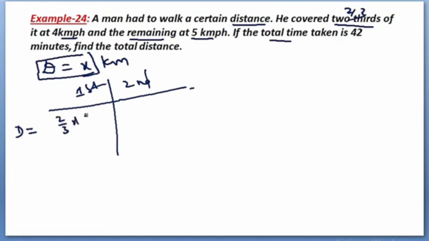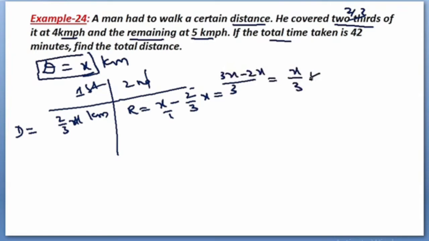The next case is the remaining distance at 5 km per hour. Remaining means total distance minus covered distance, which is 2 by 3 of x. Take the LCM, that is 3, and you will get 3x minus 2x, which is equal to x by 3 kilometers. So out of the total distance, he covered 2 by 3 of x kilometers at 4 km per hour, and the next remaining distance is x by 3.